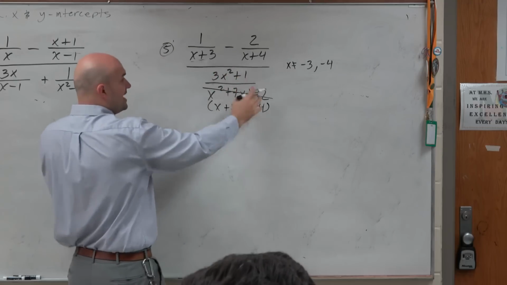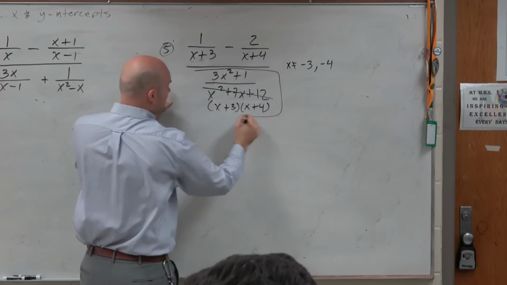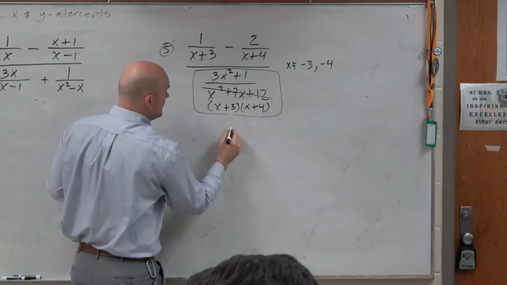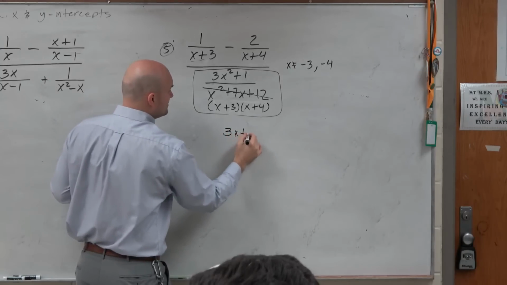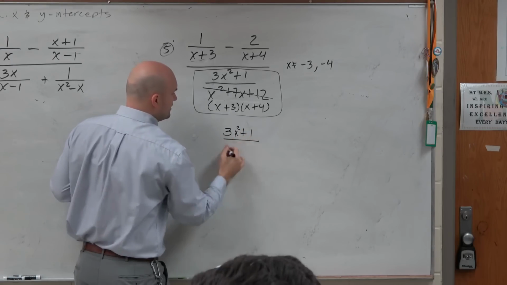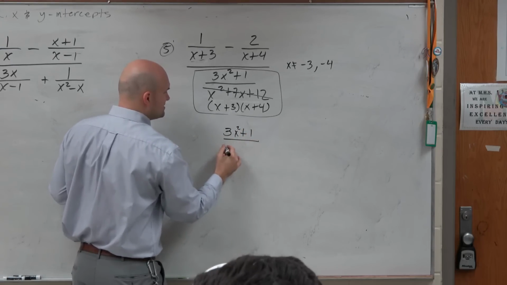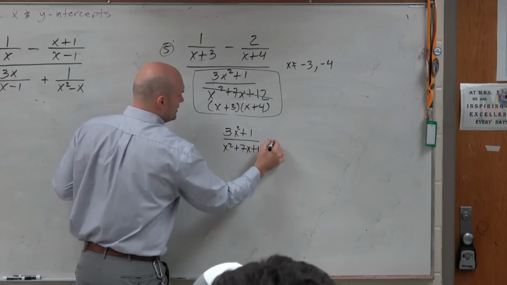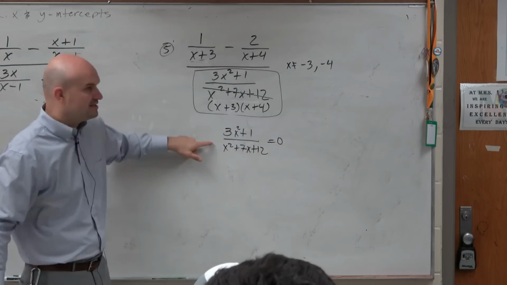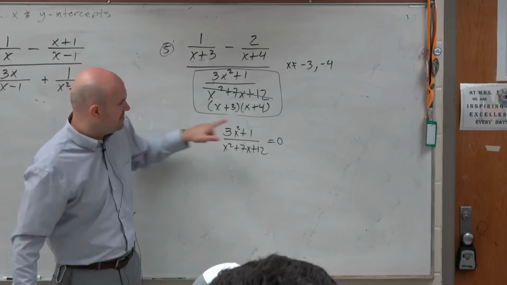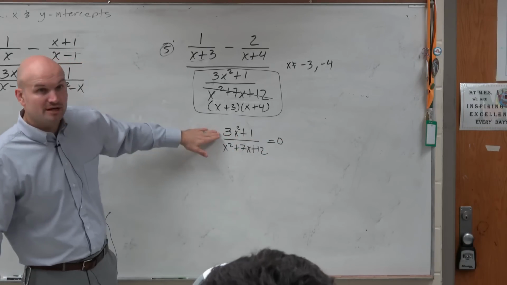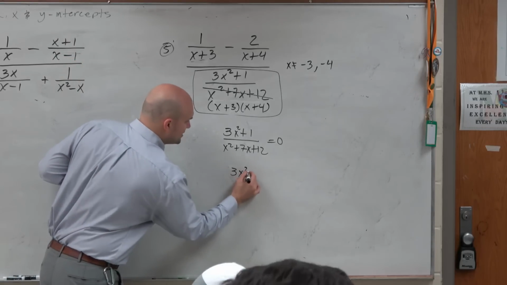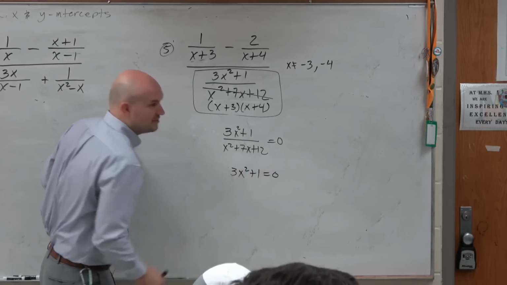However, I also have this as a denominator. Don't you guys agree? So therefore, I need to set that equal to 0 as well. Now again, you will notice this isn't that big of a deal. If you set this equal to 0, basically you're multiplying the denominator on both sides, so you really have the numerator equal to 0, correct? So when you solve the numerator equal to 0, does anybody see what we get here?